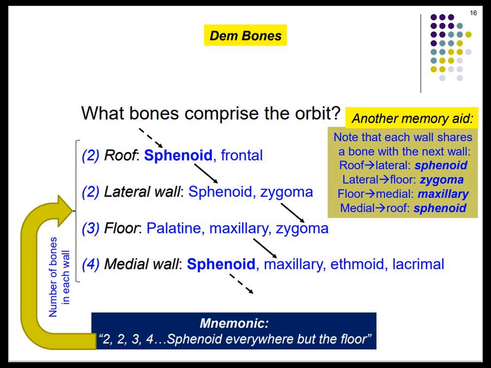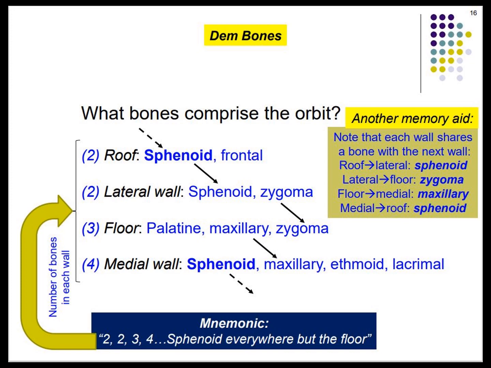And this useful mnemonic can be used because the sphenoid, as you can see, is present in all of the roof, lateral wall and the medial wall, but not in the floor. Also, there are 2 bones in the roof, 2 bones in the lateral wall, 3 in the floor and 4 in the medial wall. So the mnemonic is 2, 2, 3, 4, sphenoid everywhere but the floor.